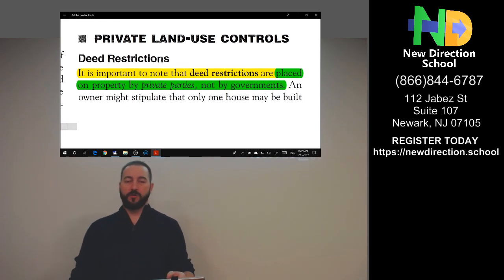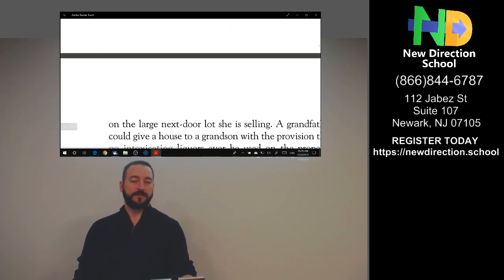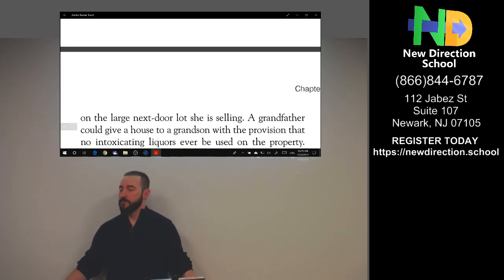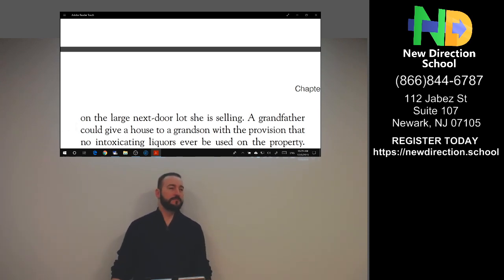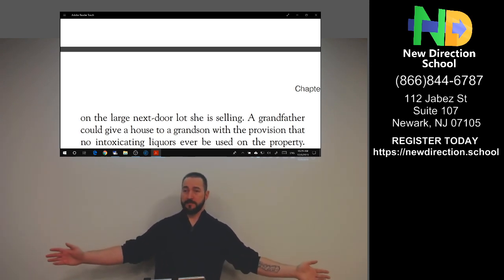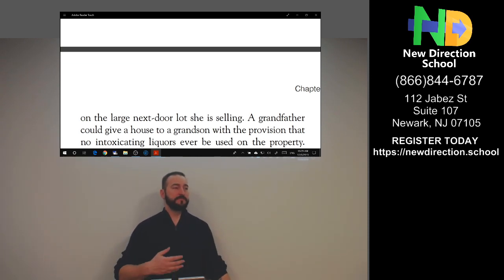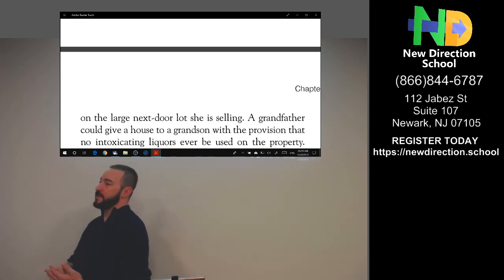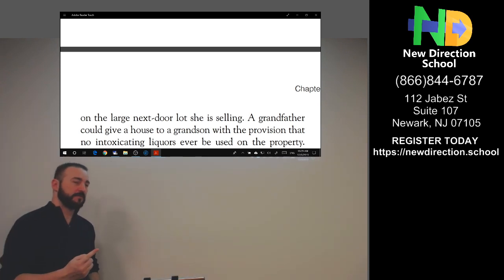So for instance, an owner might stipulate that only one house may be built on the next door lot that she's selling. As an example, we have two lots. This is my lot, and I'm selling the lot next door. I'm selling it to you, but I'm saying, hey, Victor, you can only build one house. It's a big lot. You can build 2, 3, 4, 5. But when I sell to you, I put a restriction on the deed that says only one.